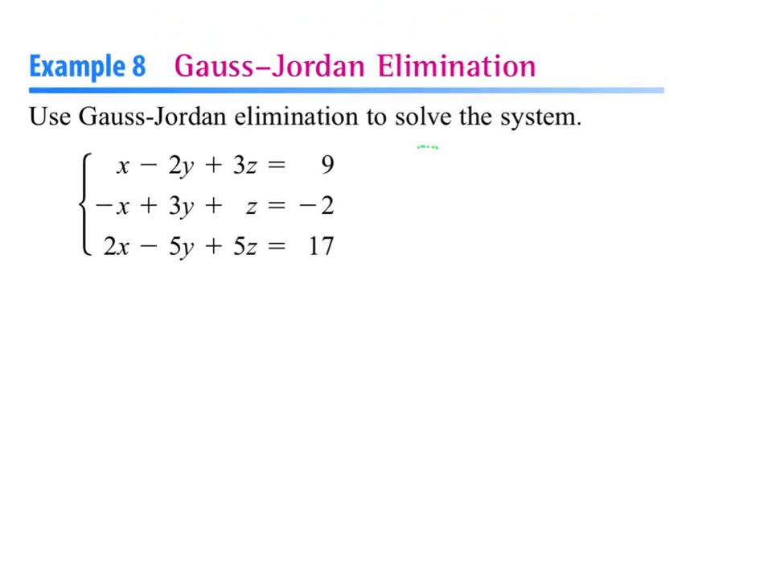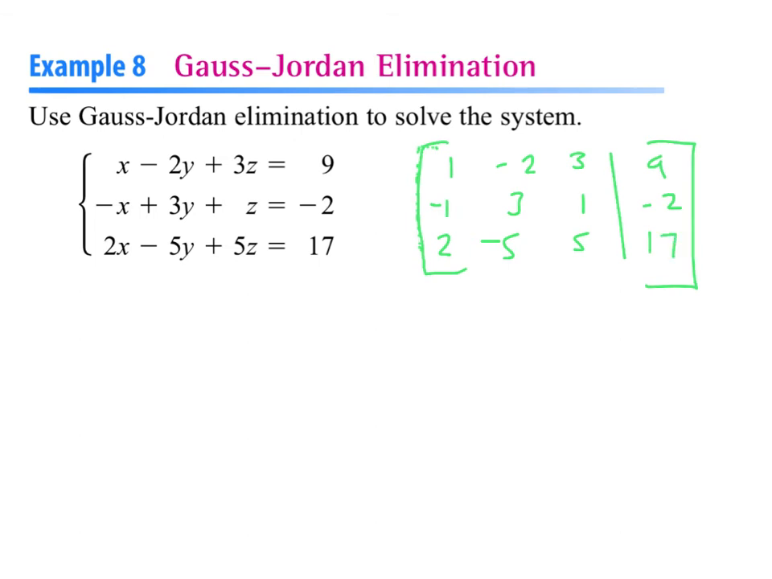So we're doing the same thing here. How would we put this into our augmented matrix? What would our first row be? 1, negative 2, 3, and 9. What's our second row? Perfect. And what's our third row? Awesome.